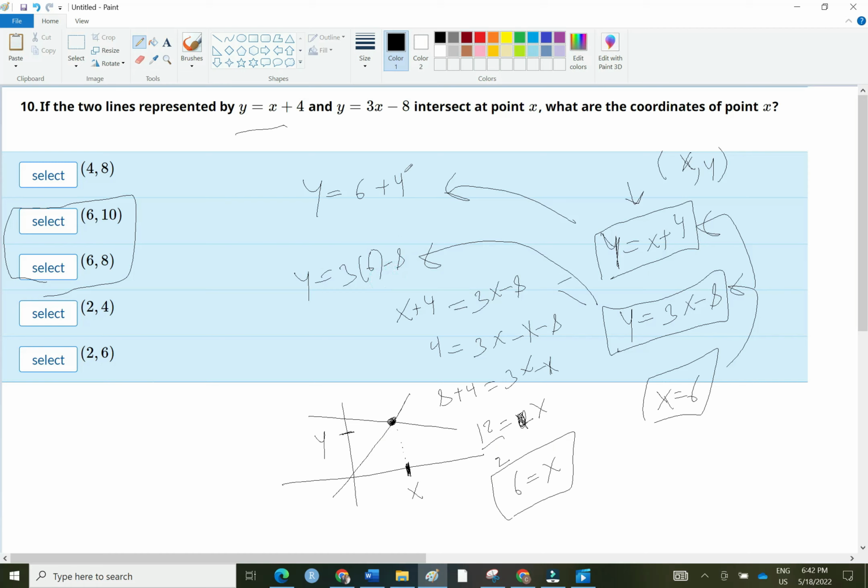6 plus 4 is 10, so y is equal to 10. Y is equal to 3 times 6 is 18, minus 8 is 10. So we get y is equal to 10 here, we get y is equal to 10 here. That confirms that this is indeed the situation where y is the same at point x equals 6 for both equations, and it tells us what our answer is. Specifically, our answer is when x is equal to 6 and when y is equal to 10, which is this answer right here.